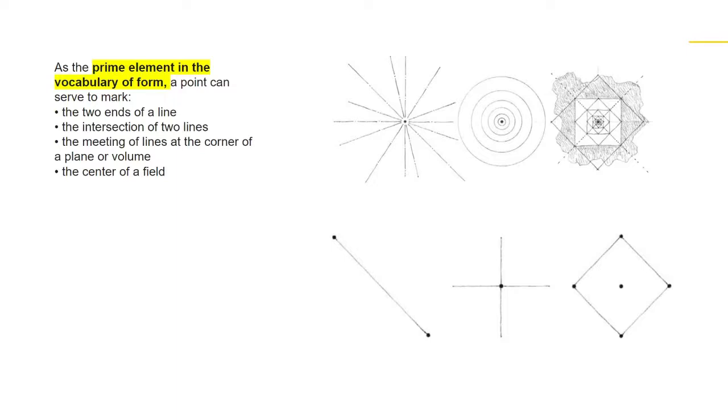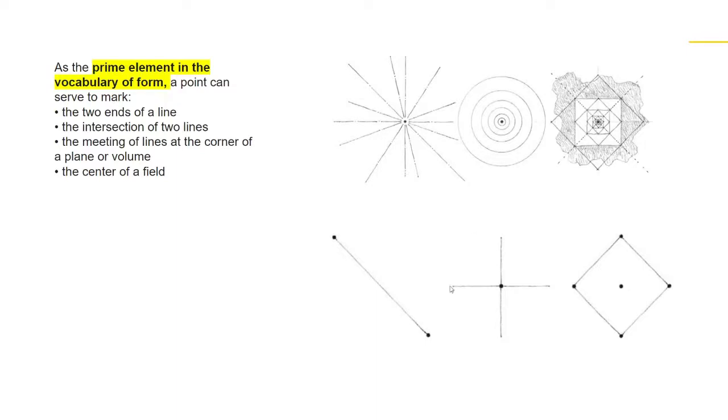For the center of a field, we have these representations in drawings. You have the intersection of lines: multiple lines radiating through a central point. The second has concentric circles radiating through a central point. And the third is possibly a representation of a landmark that intersects at the central point.